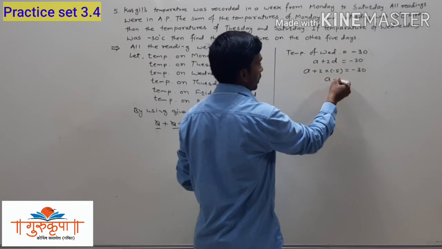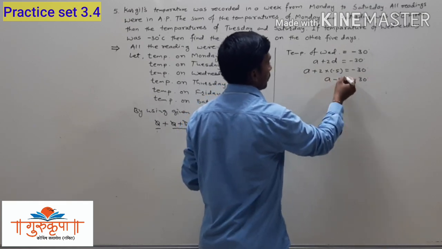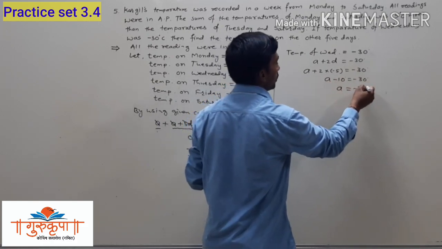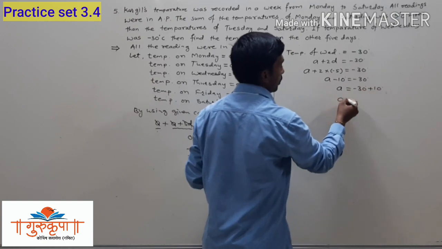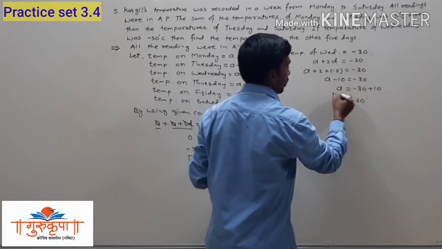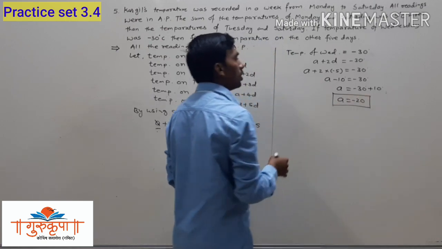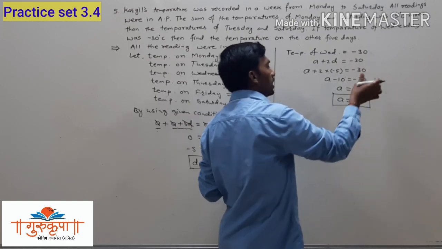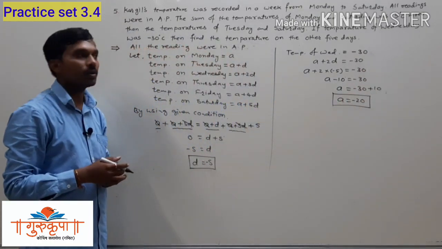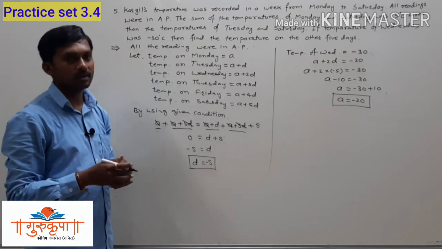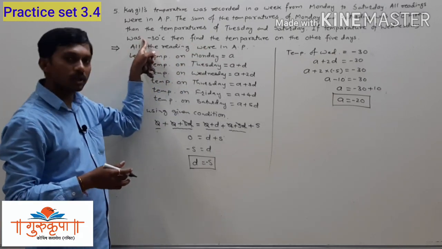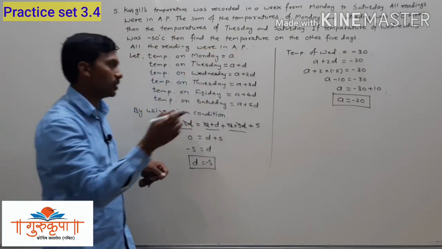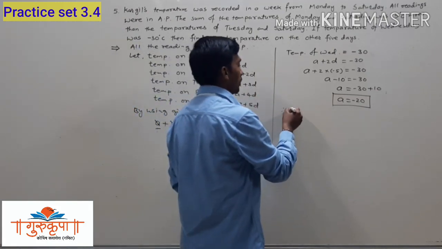Then this is A minus 10 is equal to minus 30. Then we will transfer this minus 10 to the right side. We have A is equal to minus 30 plus 10, which is equal to minus 20, that is the value of A. A is equal to minus 20 and D is equal to minus 5, and now we can easily find the temperature of all the remaining 5 days. Since the temperature of Wednesday is already given, 5 days are remaining here, and we can easily find the temperatures of 5 days. So first we will find the temperature on Monday.